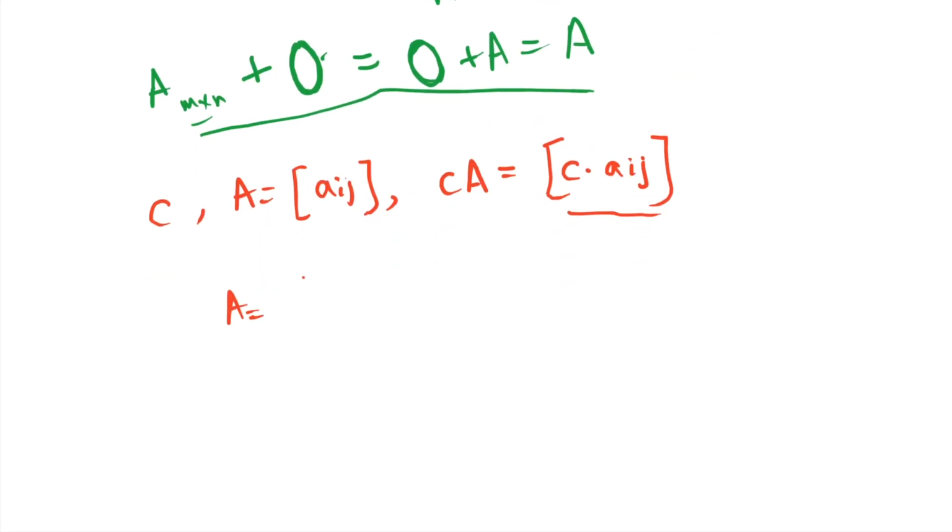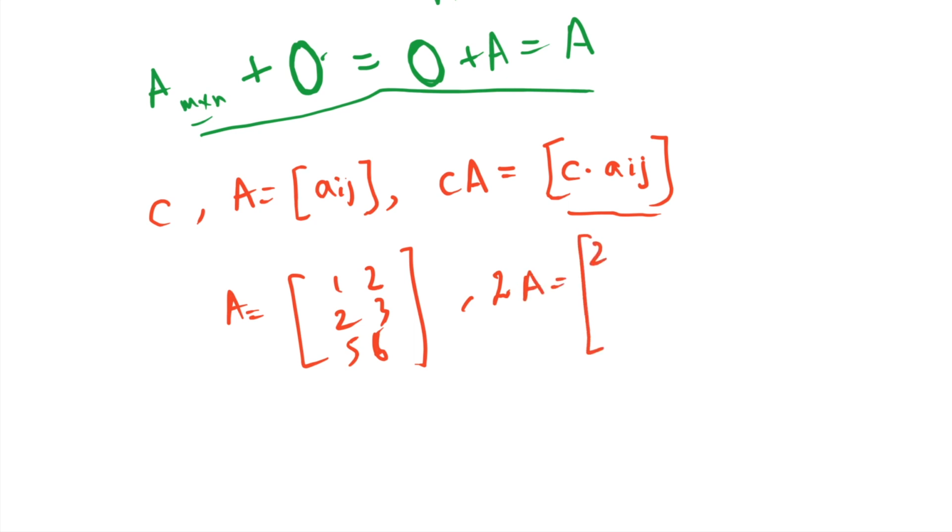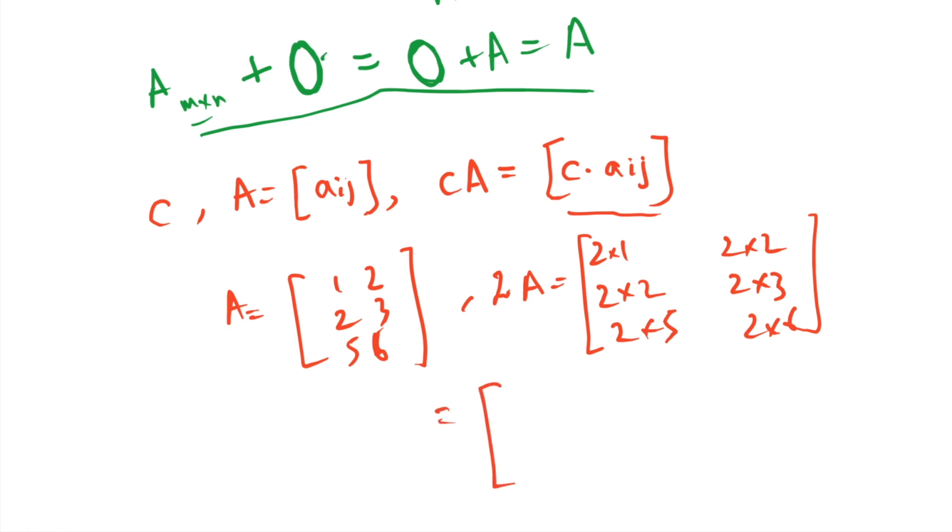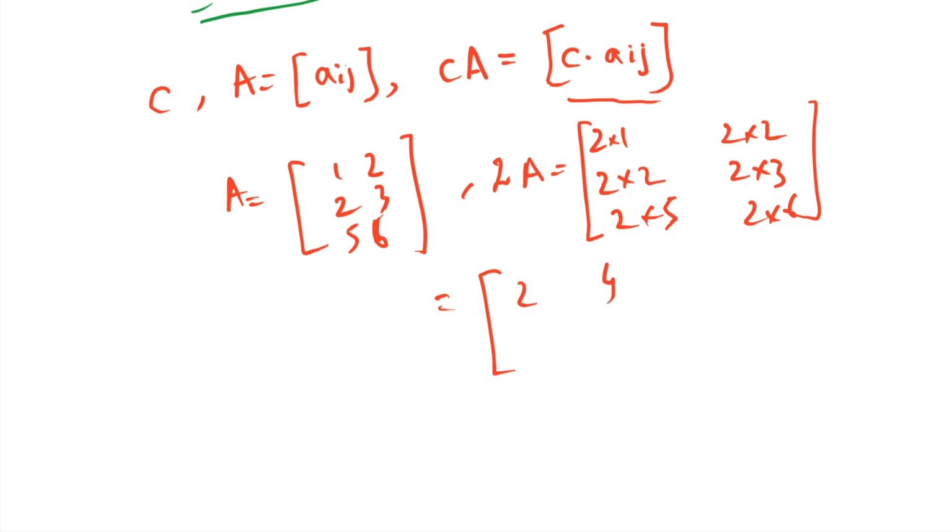So let's say A is equal to 1, 2, 2, 3, 5, 6. If we were to multiply A by 2, then 2 times A will be equal to 2 into 1, 2 into 2, 2 into 2, 2 into 3, 2 into 5, and 2 into 6. We are just multiplying 2 to all the elements of A. So this results in the following matrix: 2, 4, 4, 6, 10, 12.